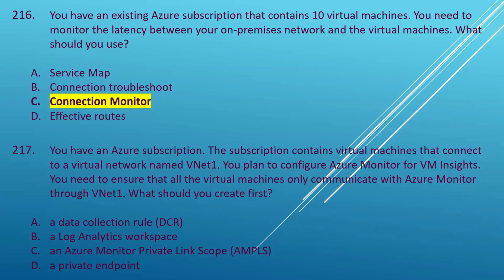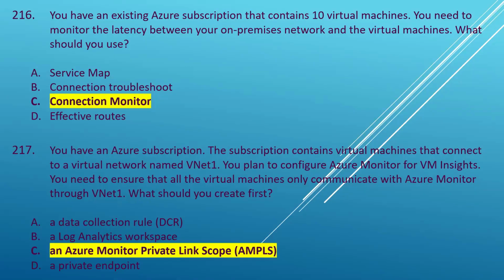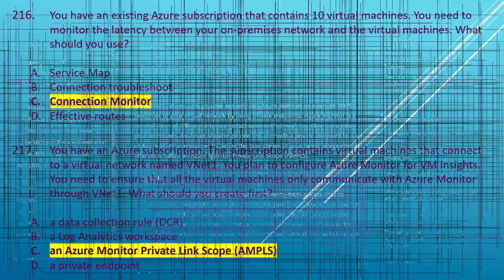Question number 217. You have an Azure subscription. The subscription contains virtual machines that connect to a virtual network named VNet1. You plan to configure Azure Monitor for VM Insights. You need to ensure that all the virtual machines only communicate with Azure Monitor through VNet1. What should you create first? Your options are a data collection rule, a Log Analytics workspace, an Azure Monitor Private Link Scope, which is AMPLS, a private endpoint. And folks, the correct answer here is option C, an Azure Monitor Private Link Scope.